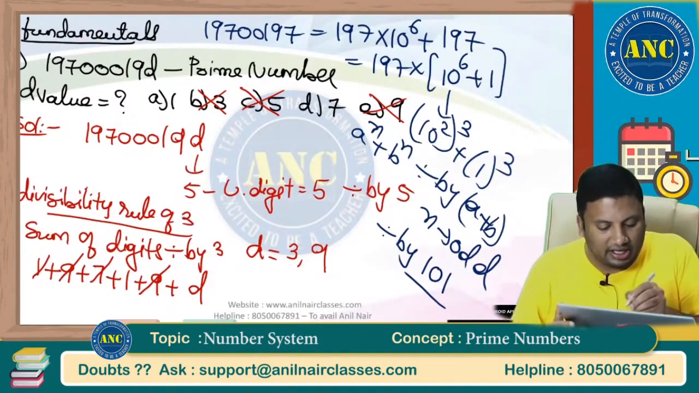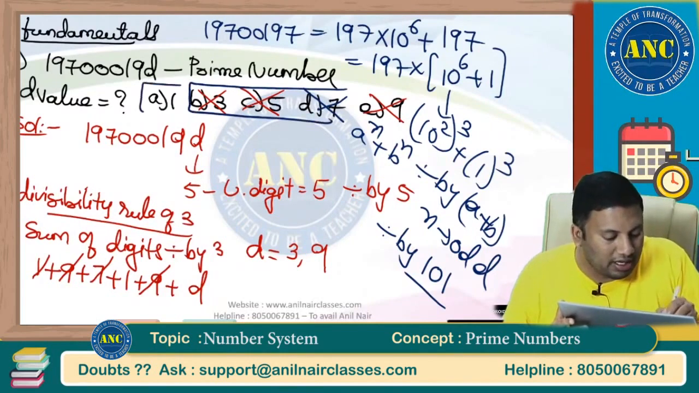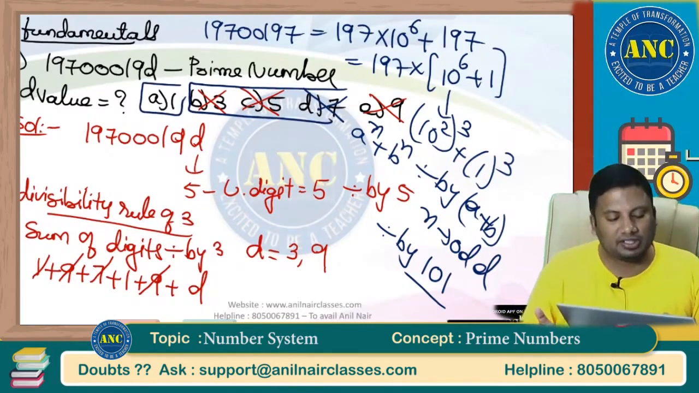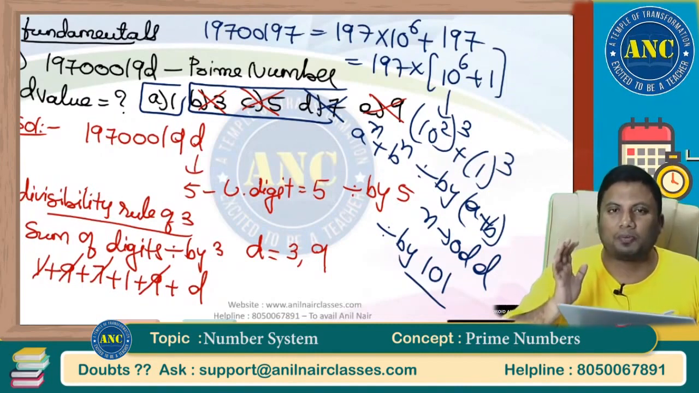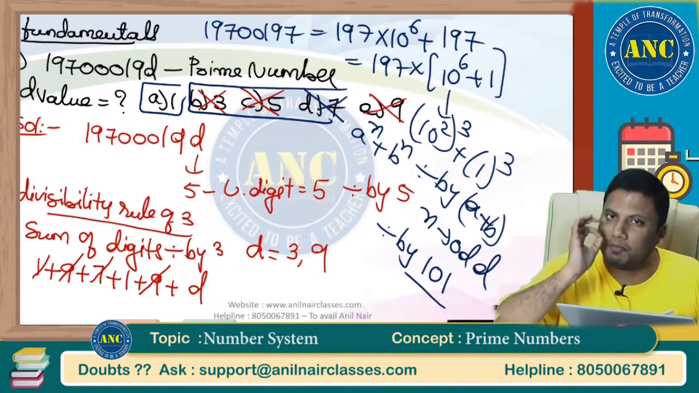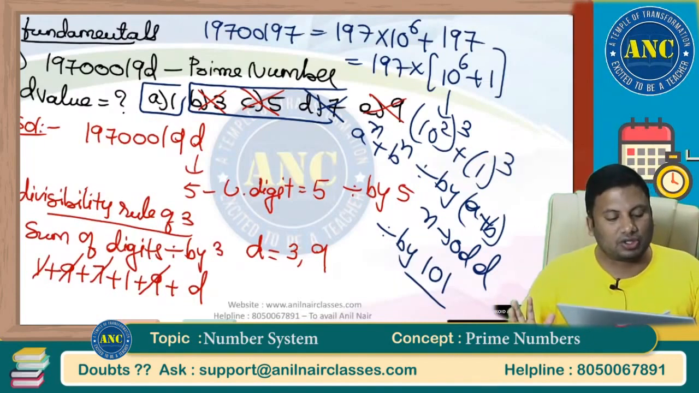So 7 is out. 3 options are out. The remaining is 3? There is no such option, none of this. So option A is the answer. I hope it is clear. Very good problem. A fundamental problem, but a very logical problem where the divisibility rules are also used. Two divisibility rules I am using.